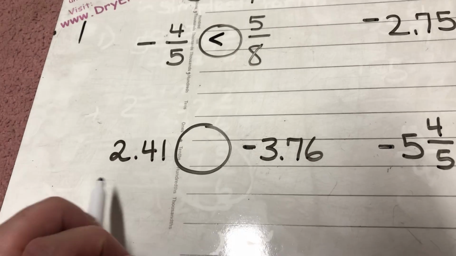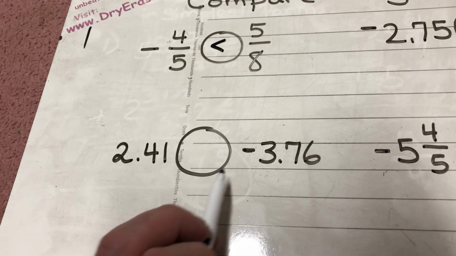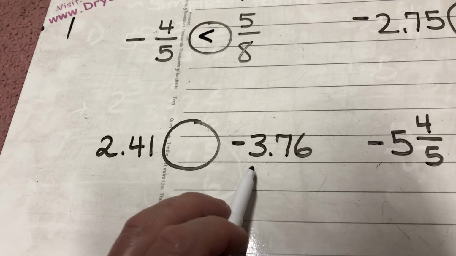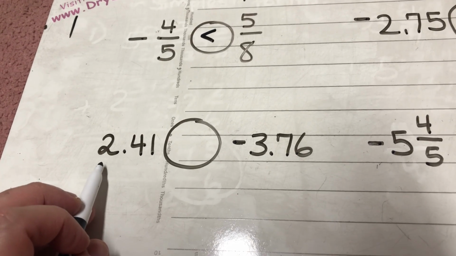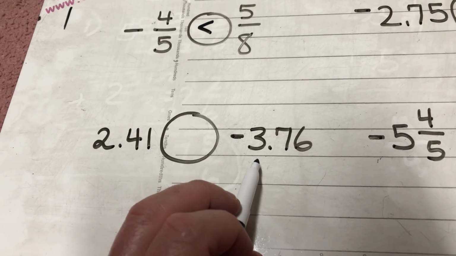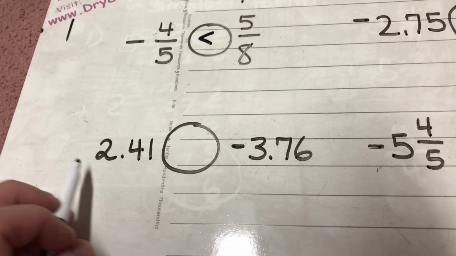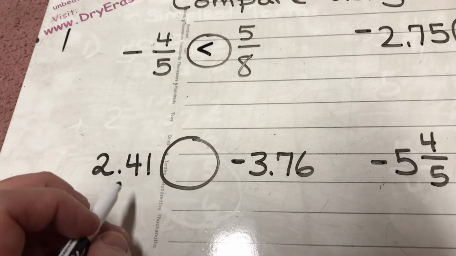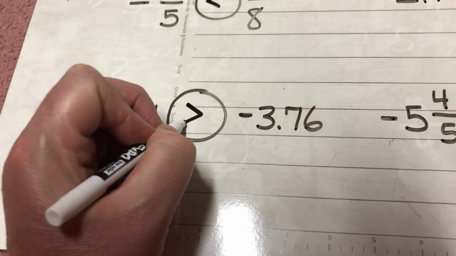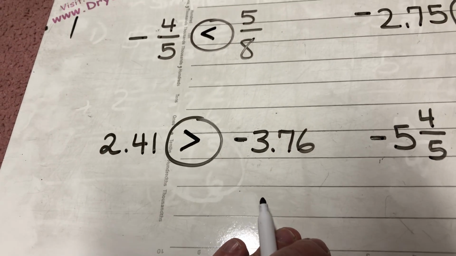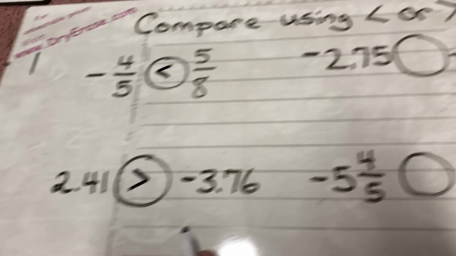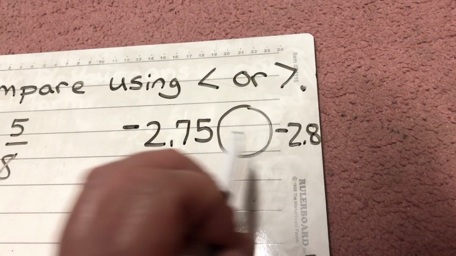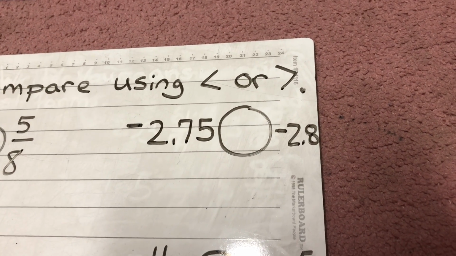Now, we have the same situation here. 2 and 41 hundredths, negative 3 and 76 hundredths. Don't be confused by the fact that this is a 3 and this is a 2. This is a negative number. Thus, this has to be smaller than 2 and 41 hundredths, which is a positive number. So, in this situation, once again, the positive number has to be bigger. 2 and 41 hundredths. Continuing along with decimals, negative 2 and 75 hundredths, negative 2 and 8 tenths.